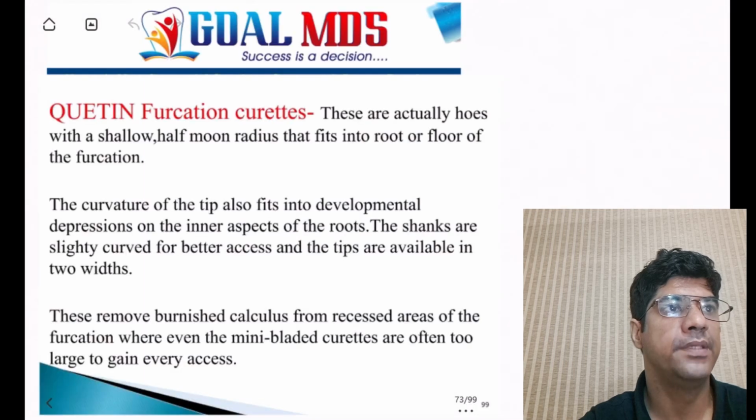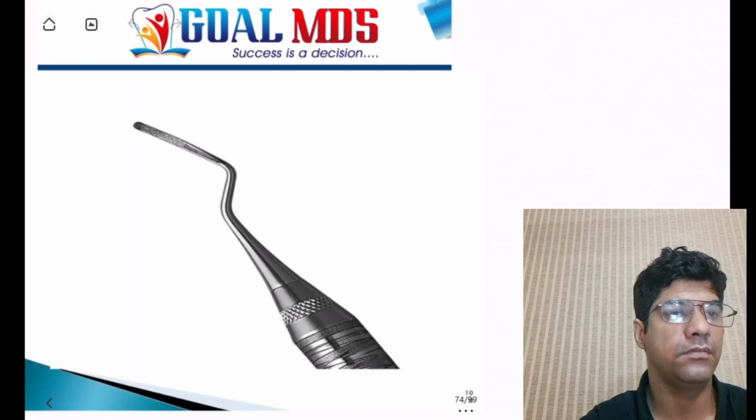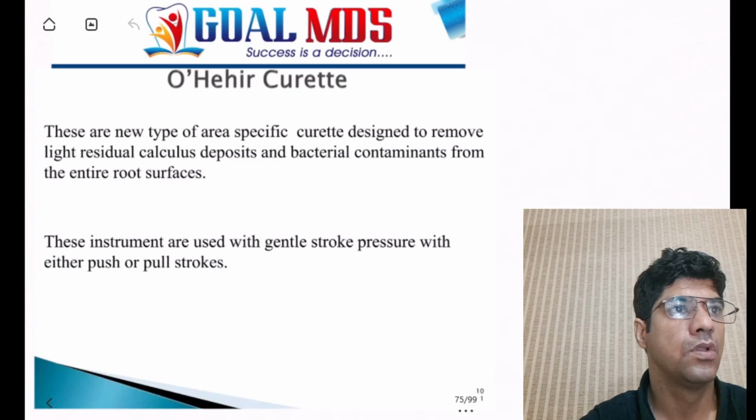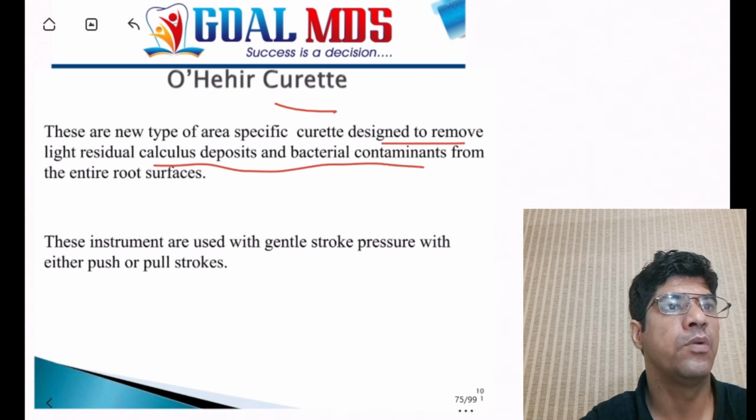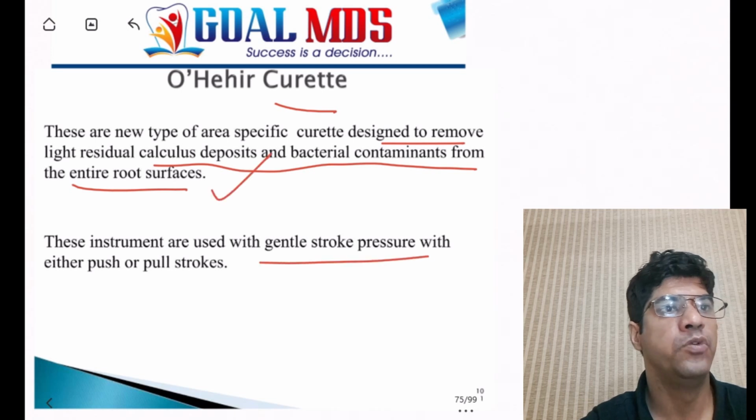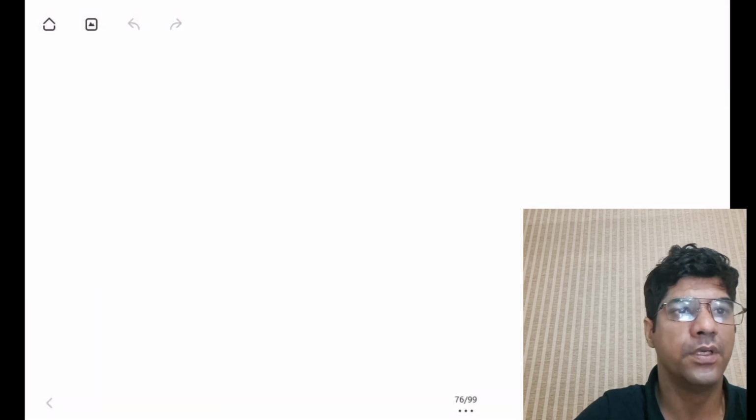So remember all these instruments. Here curettes are designed to remove light residual calculus and bacterial contaminants from the entire root surfaces, used with a gentle stroke, with either a push or a pull stroke.